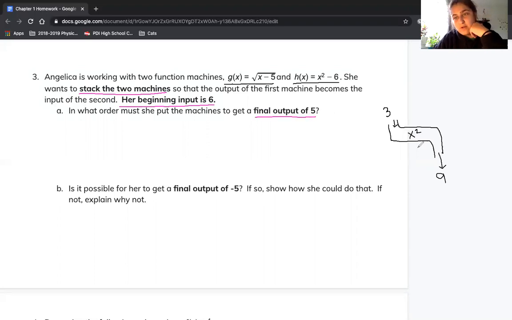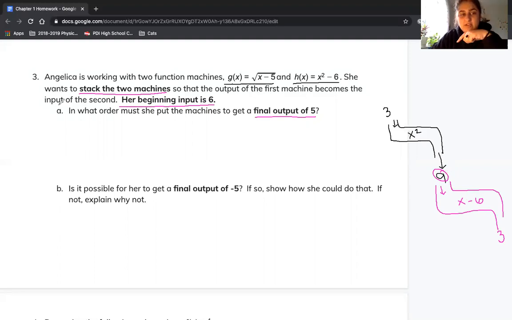Okay, so right here I have one function machine, but if I were going to stack another function machine, let's say I put another one here, the output of my first one, which was this 9, now becomes the input of my second one. So if I wanted my second one to be x minus 6, then the 9 goes in, right? So 9 minus 6, I get a 3 out. Okay, so that initial input, once it passes through the first function machine, becomes the output, and that output becomes the input of the second function machine.